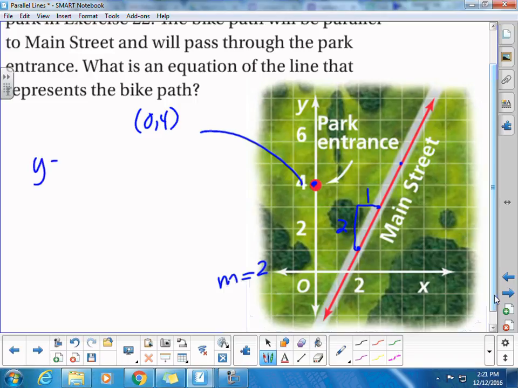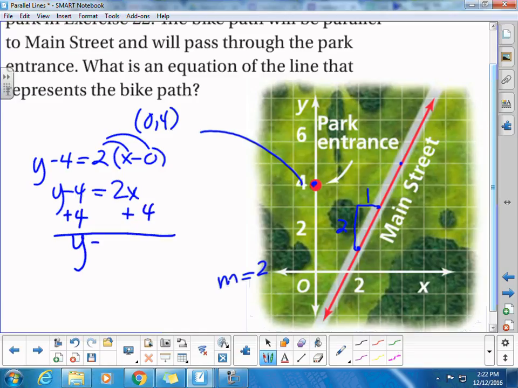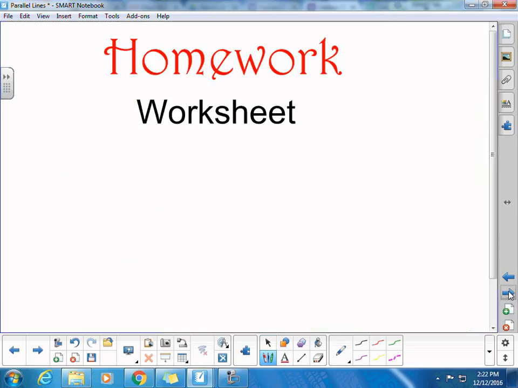So y minus y1 equals m, which is 2, times x minus x1. So I have y - 4 = 2x. 2 times 0 is 0, so I just have 2x. Again, I need to get y by itself, so I add the 4, and you get y = 2x + 4. And that would be an equation of the line that passes through the park entrance and is parallel to Main Street. That is it for parallel lines.